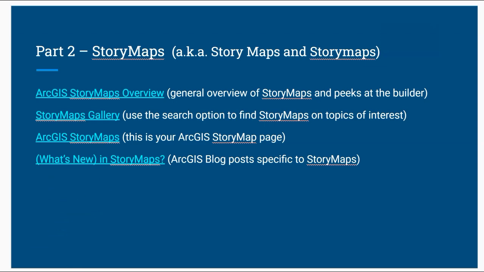The first of these provides an overview and introduces you to the builder. The second takes you to a gallery that highlights some of the best in story maps. The third link opens up your story map page, which will be empty as you are just starting out. Story maps that you are developing will be saved here as you move forward. And the fourth link takes you to the results page for that story map search I conducted earlier in the ArcGIS blog page.